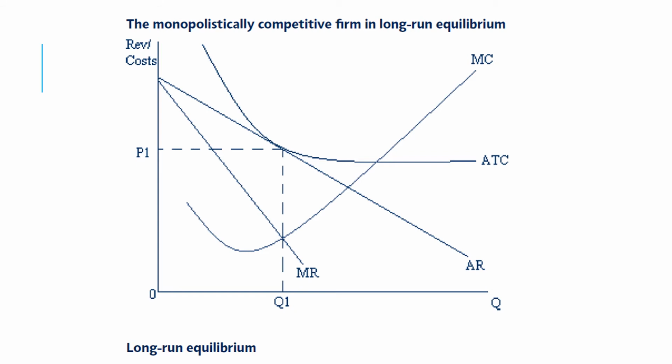So here is our monopolistically competitive firm in long run equilibrium. We can see that profit maximizing, operating at Q1 level of output where MR equals MC, and the price P1 off the AR curve is the same here as the average cost. So this business is making normal profits, and that is a stable long run position.